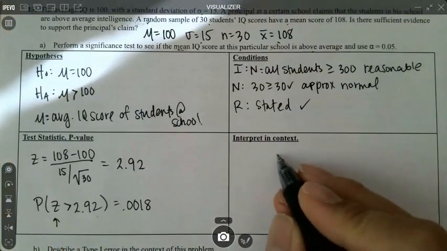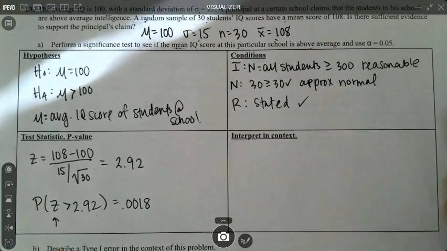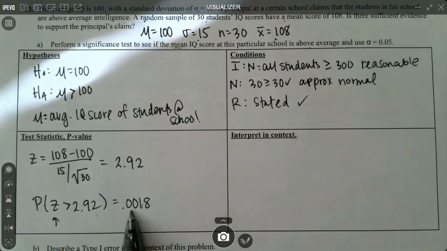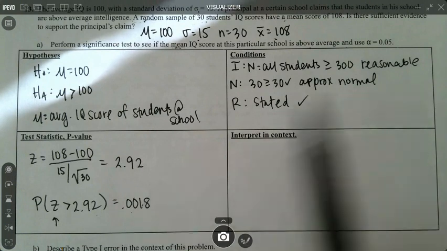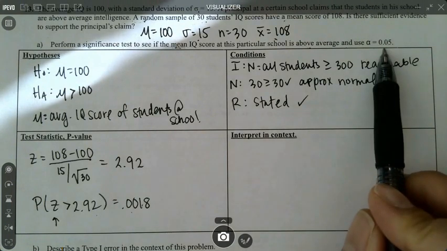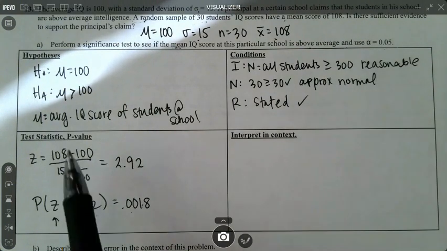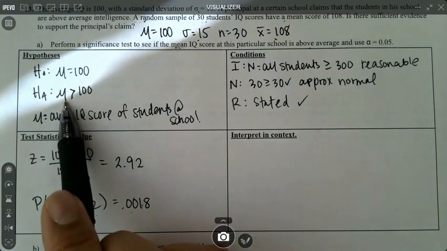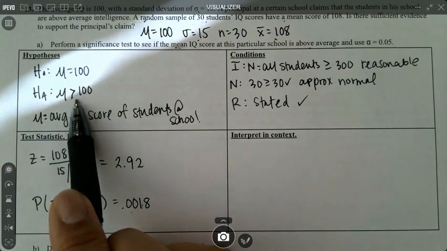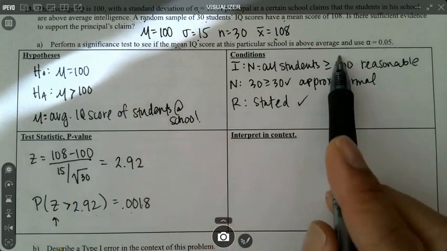So the interpretation in context, I'm just going to say it verbally instead of writing it. I'm going to say, since our p-value of 0.0018 is less than alpha of 0.05, we reject H0. We conclude that the mean IQ score of students at this school is greater than 100, or you can say is above average.